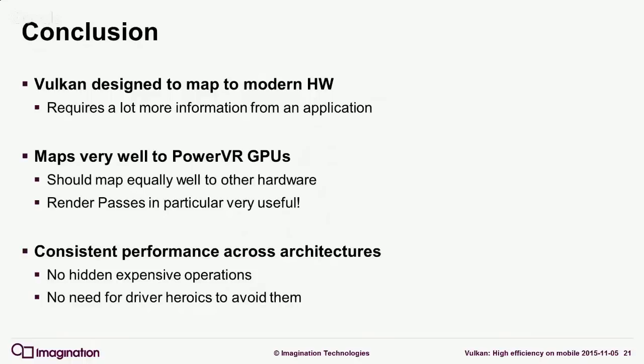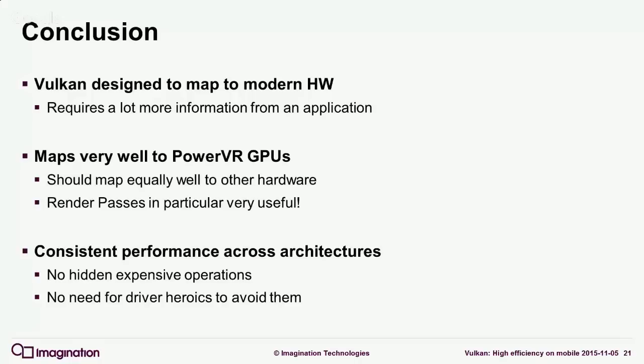Render passes, particularly, are very useful for us and other tile-based architectures. It does mean that you may end up with some implementations ignoring some of the information you provide, but that's the sort of cost trade-off to allow everyone to map very well to the hardware. And the benefit there is that you get consistent performance across architectures. There's no hidden expensive operations. There's no need for driver heroics. It's trying to avoid these hidden expensive operations. You should know exactly what it's doing. As I mentioned last time, it's an explicit API. But yeah, it's all about expressing the hardware and allowing you to get the best performance out of it.